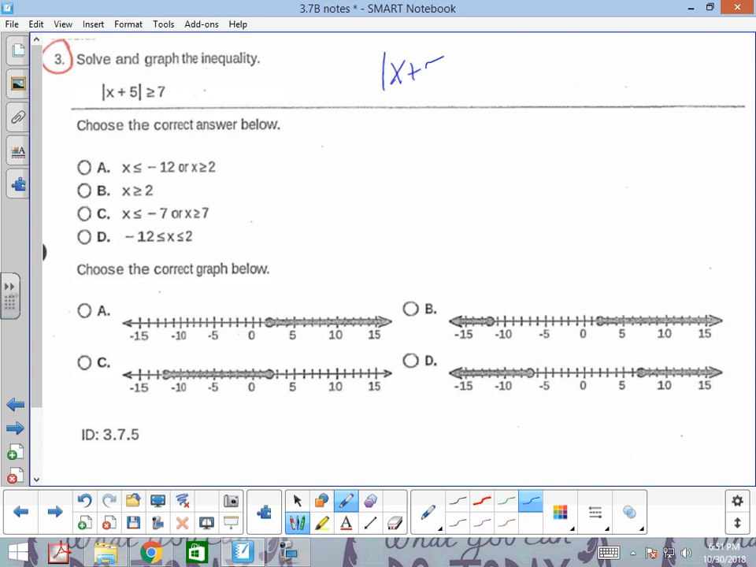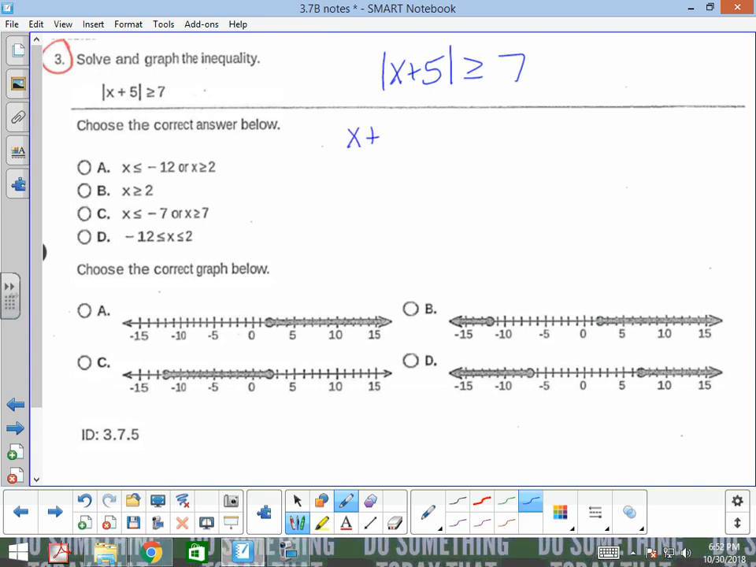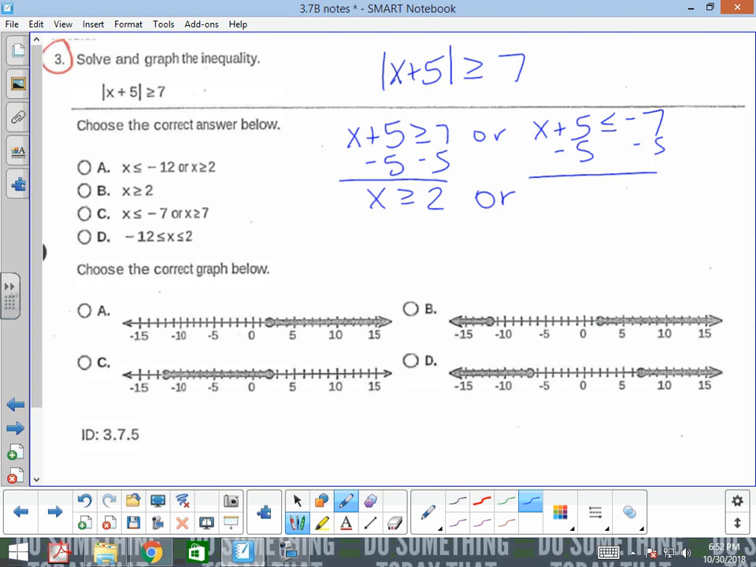So when we have greater than or equal to, that means "greater or", that means we're going to write two equations. Take the quantity that's inside the absolute value and write it without the absolute value. Or, now we're going to write it again. Keep the x plus 5 the same. Keep whatever's inside the absolute value the same. Switch the symbol around from less than to less than or equal to, and then change the sign of the number on the other side of the absolute value. So now subtract 5, and we get x is greater than or equal to 2. Or over here, subtract 5, and we get x is less than or equal to negative 12.